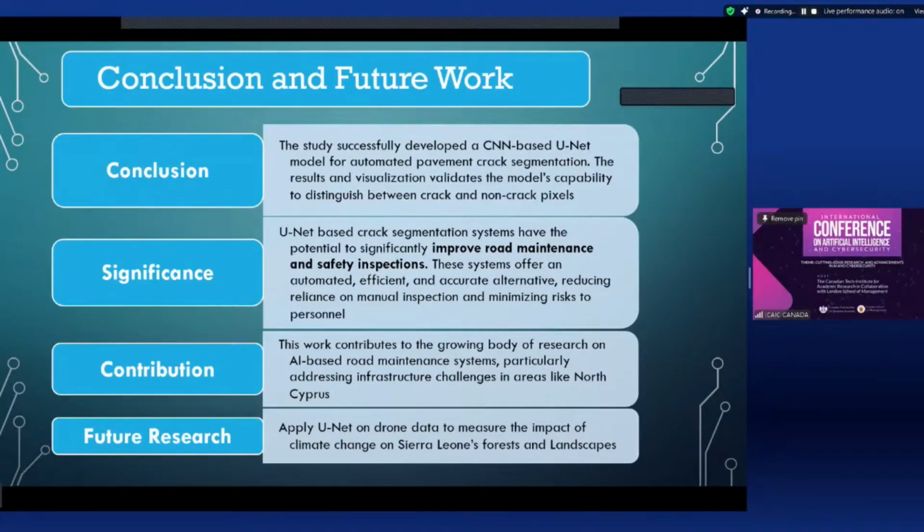Contribution: the work contributes to the growing body of research on AI-based road maintenance systems, particularly addressing infrastructure challenges in areas like North Cyprus. In the future, I am still interested in applying UNets, this time on drone data, to measure the impact of climate change on forest loss and landscapes, and the effect of, for instance, flooding and soil erosion. If you have any questions, please go for it.